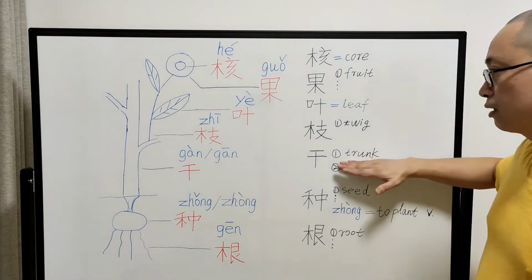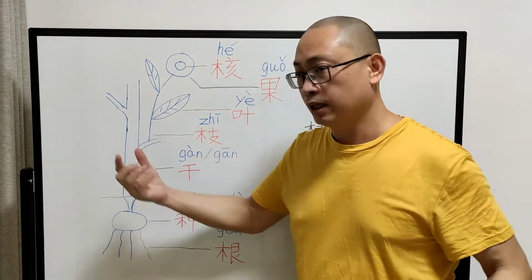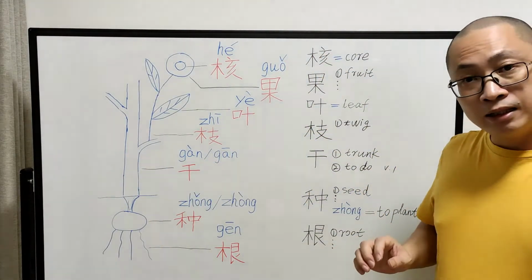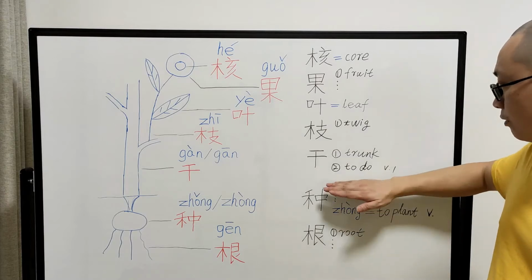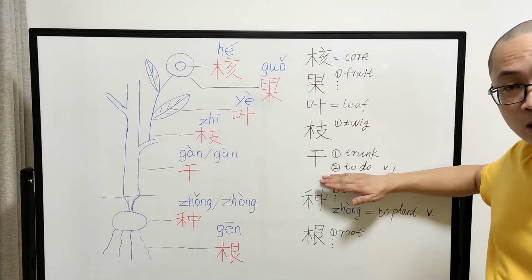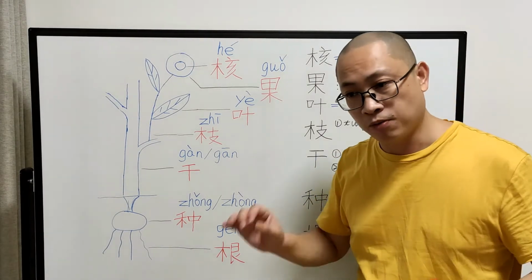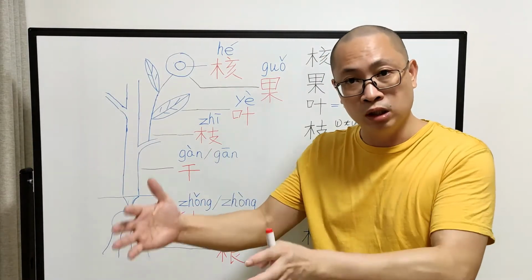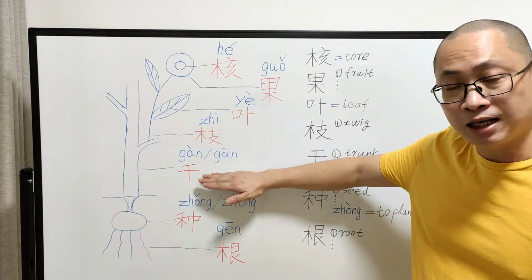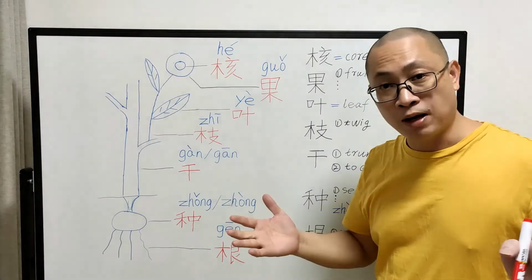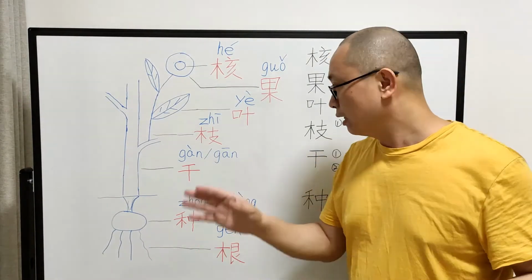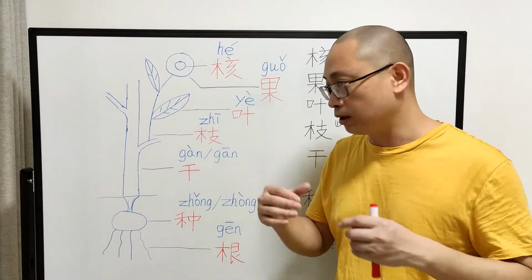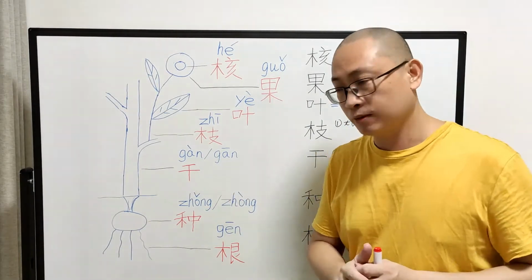Next, 干 means trunk, the main body of a tree, the main body of a human being, trunk. Okay, then 干 has another meaning, to do something. It is a verb, to do something. And for example, do your work. You can say 干 your work. Okay, 干, the same. 干 has another pronunciation, but we do not explain it here. And here, 干 will be classified to another group. Okay, 干.